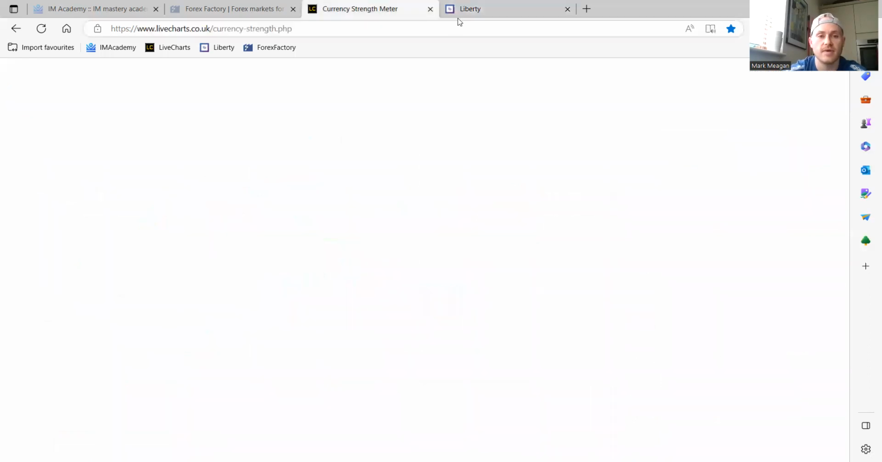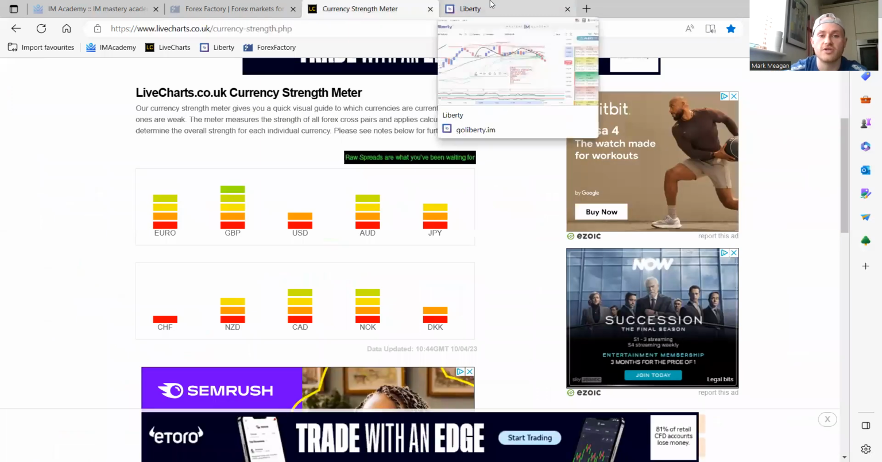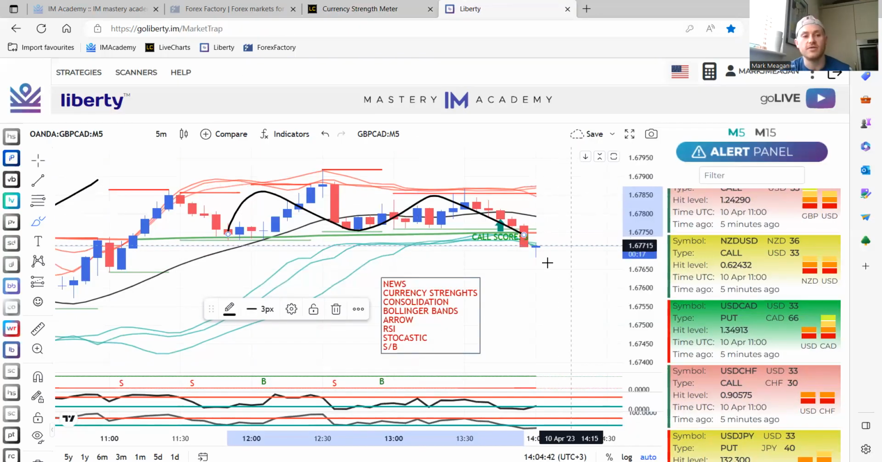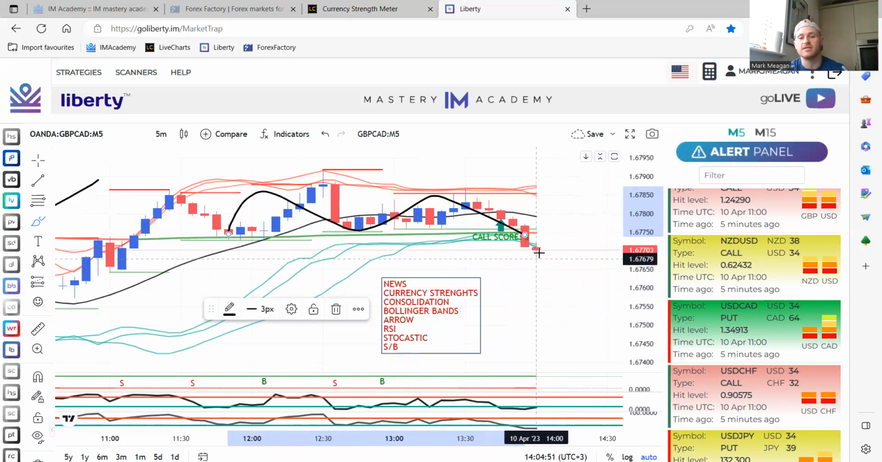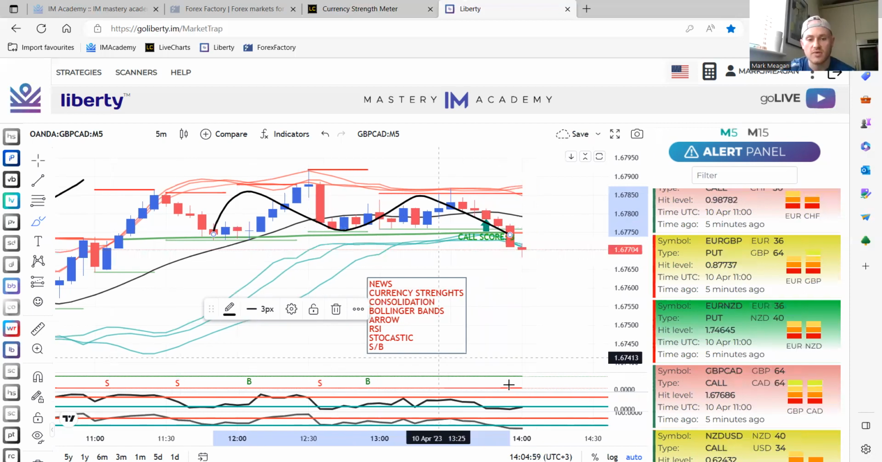We checked our currency strengths on the Liberty platform, compared them to our currency strengths on the livechart.co.uk. There it is there. Made sure that GB was stronger than the Canadian dollar because we were looking for a buy. As it still is, it is stronger than the Canadian dollar. The next confirmation, we checked that price is in the Bollinger Bands as it currently is at the moment. We then check to have a green arrow. As you can see, we have one right in the middle of our screen. Then we check our RSI and stochastic, we're below the green lines. We come to the bottom of our screen, we see the 2 black lines, both below the green line, indicating all for a buy, guys.